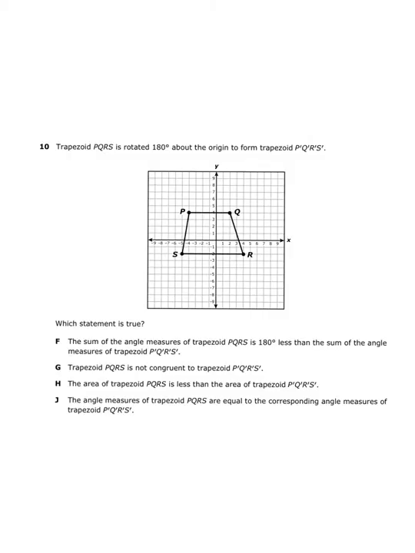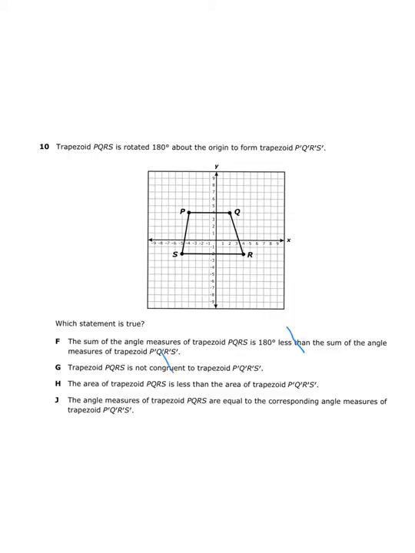Number 10. Trapezoid PQRS is rotated 180 degrees about the origin to form trapezoid P', Q', R', S'. Which statement is true? We could use patty paper, but based on the choices, it doesn't look like we really need to. Letter F says the sum of the angle measures of trapezoid PQRS is 180 degrees less than. Well, the angles did not change because this preserved congruence. Nothing about the shape changed. G says it is not congruent. We know that's not true because it is congruent.